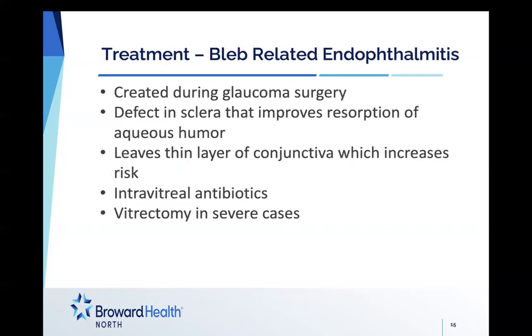So continuing treatment, blood-related endophthalmitis. During glaucoma surgery, surgeons will intentionally create a defect in the sclera, and that is to relieve the pressure and increase the resorption of the aqueous humor that these patients are experiencing. But what that defect does is it leaves a very thin layer of conjunctiva, and that can increase the risk of getting an infection. So again, these patients are treated very similar to other cases, which is, you give the intravitreal antibiotics, and if the patient doesn't recover, the vitrectomy.